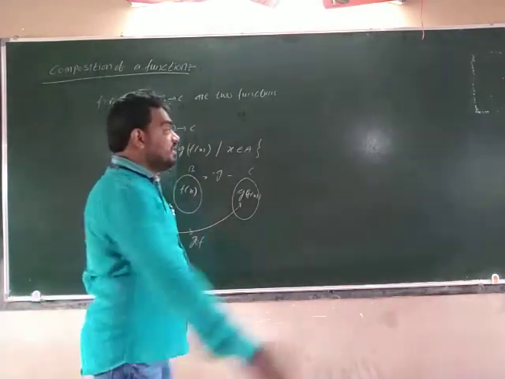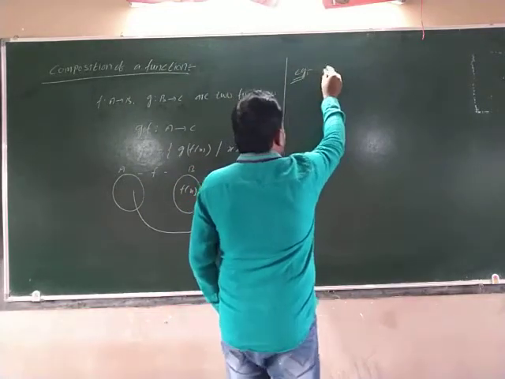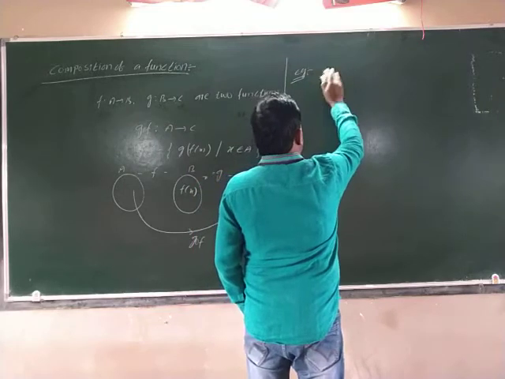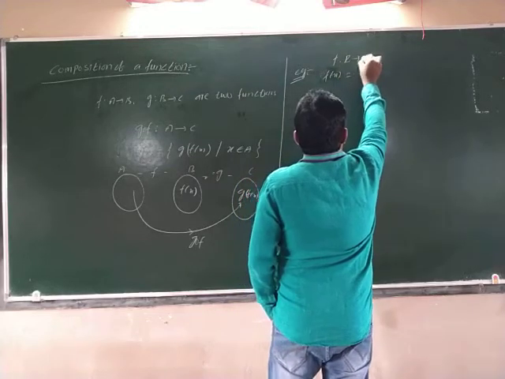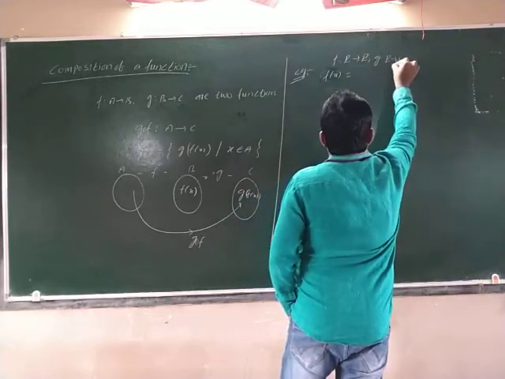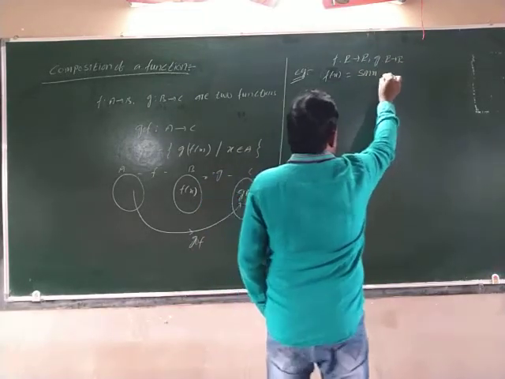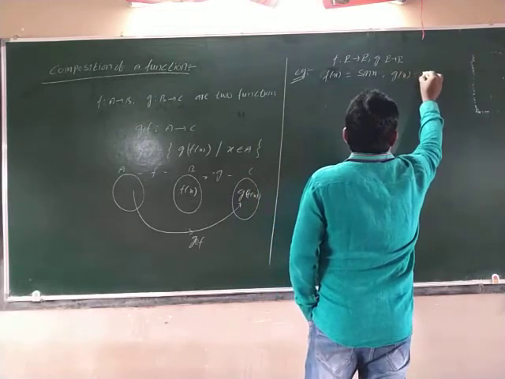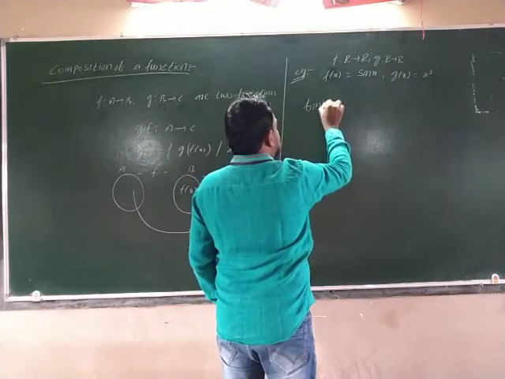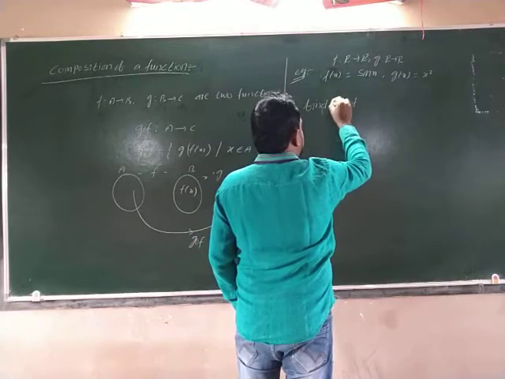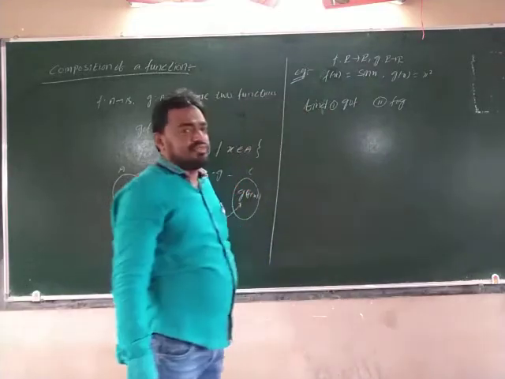This is the definition of composition of the function. Example: f is mapping from R to R and g also mapping from R to R. f of x is equal to sin x and g of x is equal to x square. Next, find g circle f, and second, f circle g. Those are compositions of the functions.